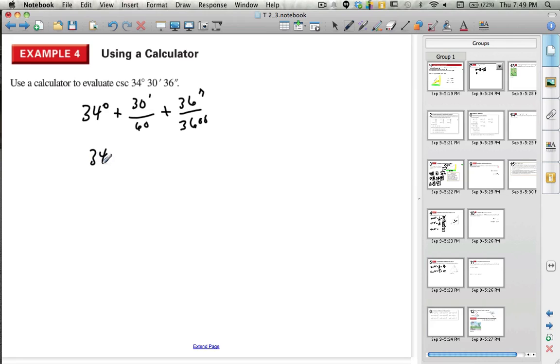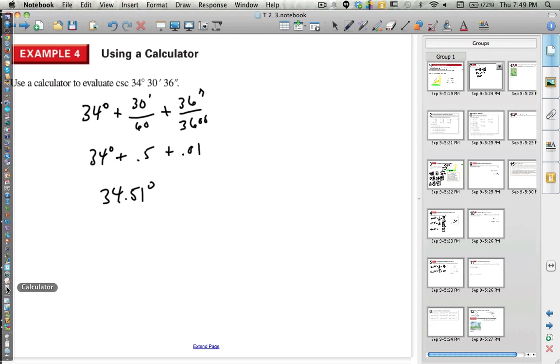So this becomes plus 0.5 plus 0.01, excuse me. And what we have is 34.51 degrees.